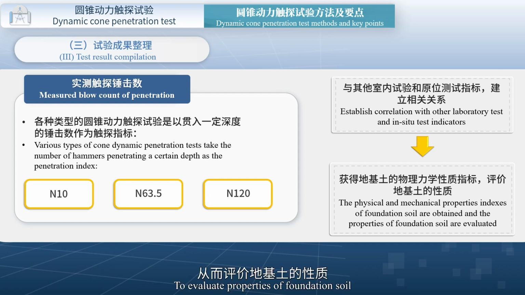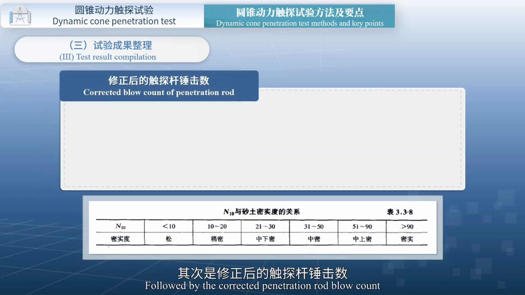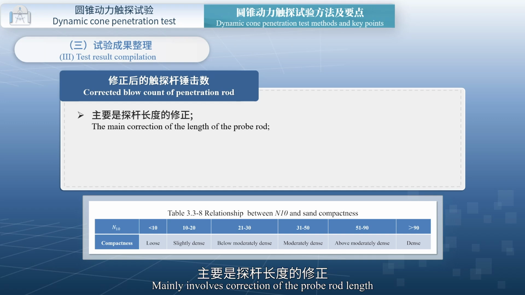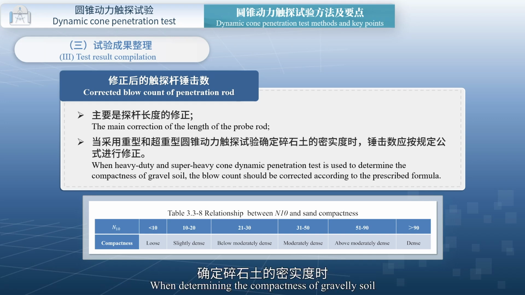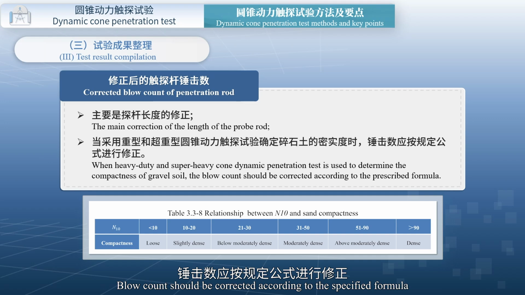This is used to evaluate properties of foundation soil, followed by the corrected penetration rod blow count, which mainly involves correction of the probe rod length when using heavy and super heavy type dynamic cone penetration tests. When determining the compactness of gravelly soil, blow count should be corrected according to the specified formula.